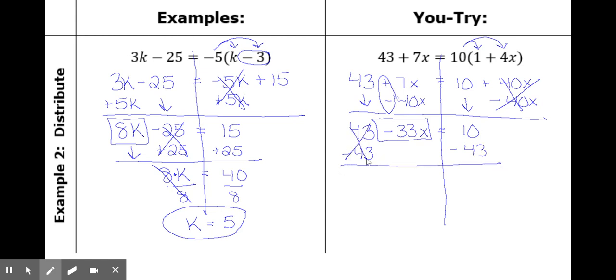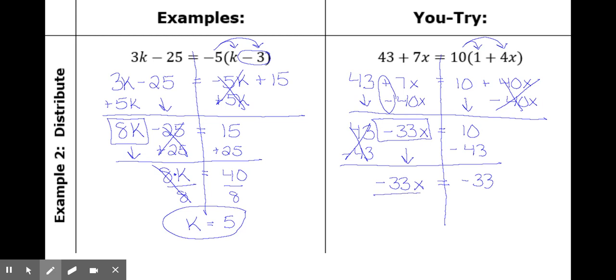These will cancel. I drop down the negative 33x equals 10 minus 43 makes negative 33. Again, different signs, so you subtract, keep the sign of the larger number. One more step. What is the final step?